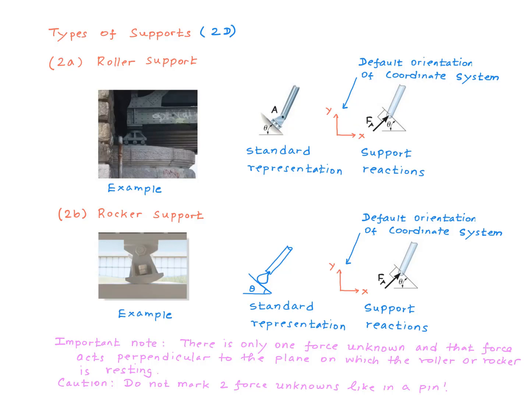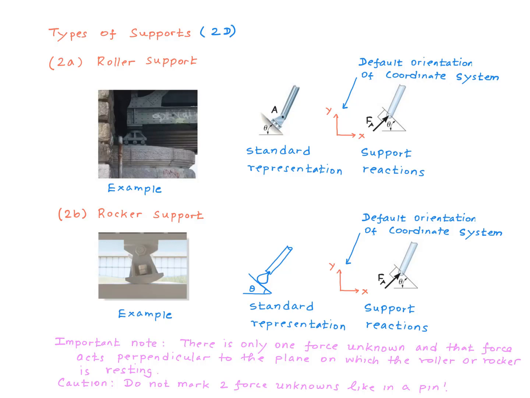So here I'm going to call this FA. And this FA is acting in a direction perpendicular to the plane on which the rollers are resting. The picture gives you the impression that you can take the roller off the plane without an effort. So that's not the real meaning of the roller. A roller cannot be pushed in or pulled out of the plane.